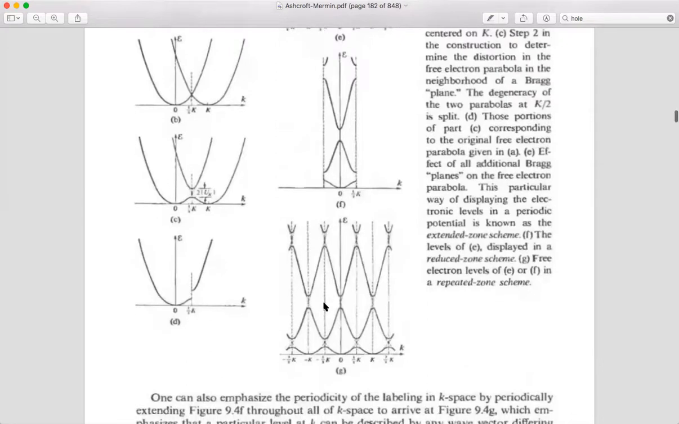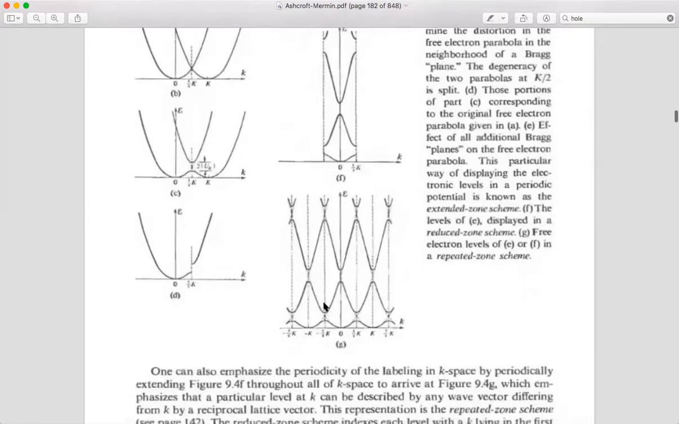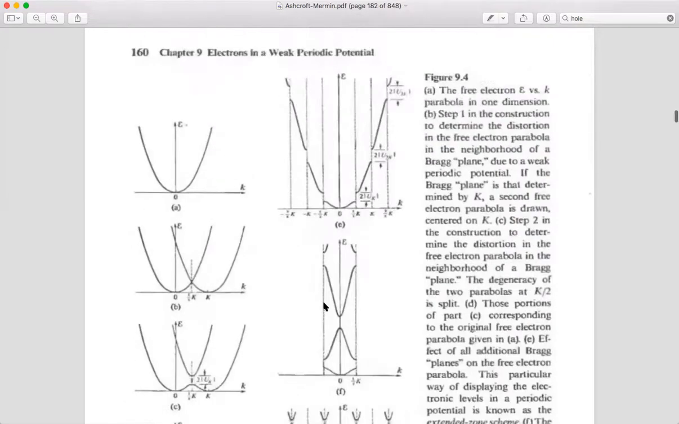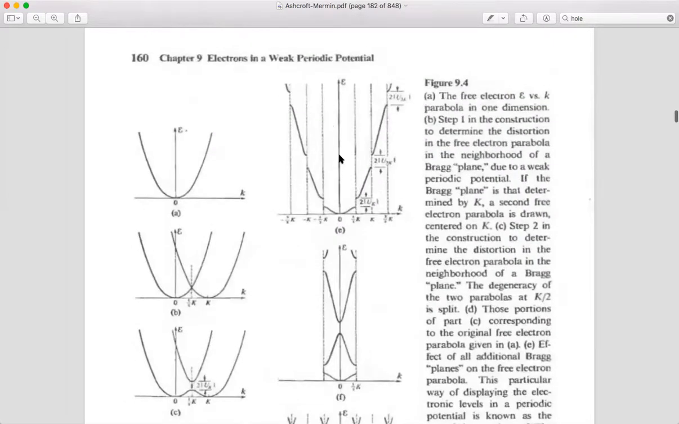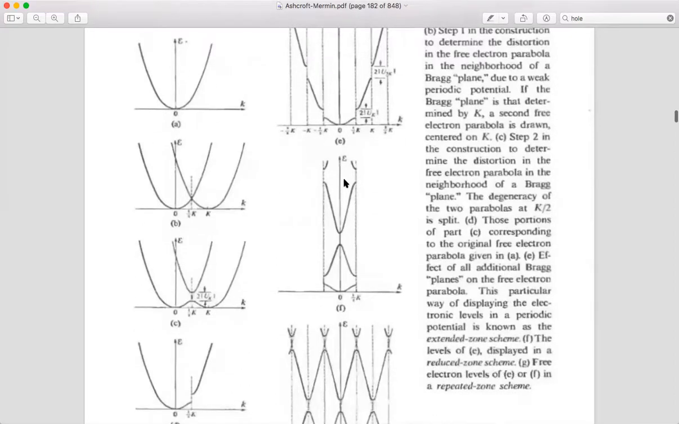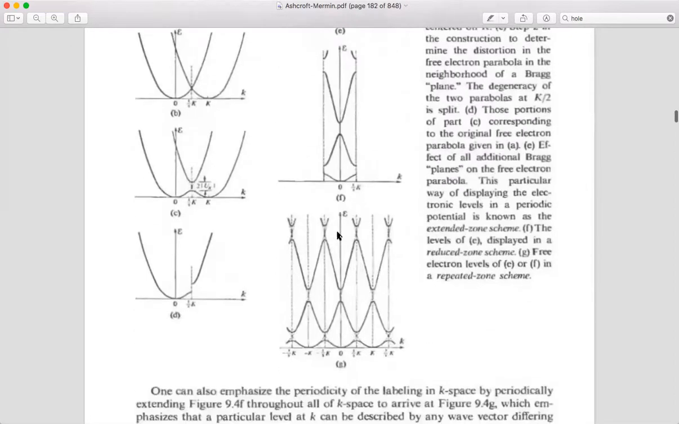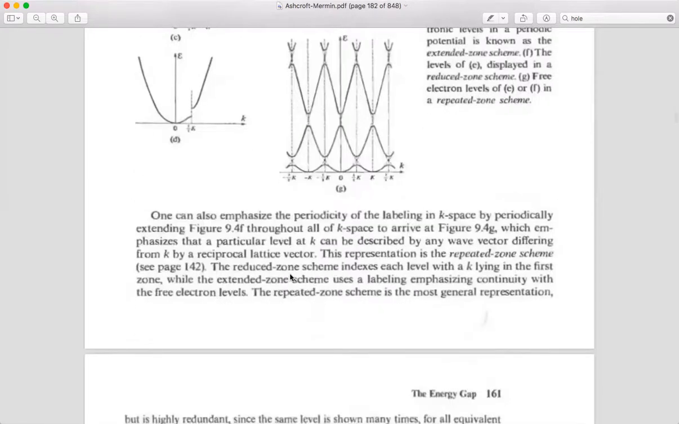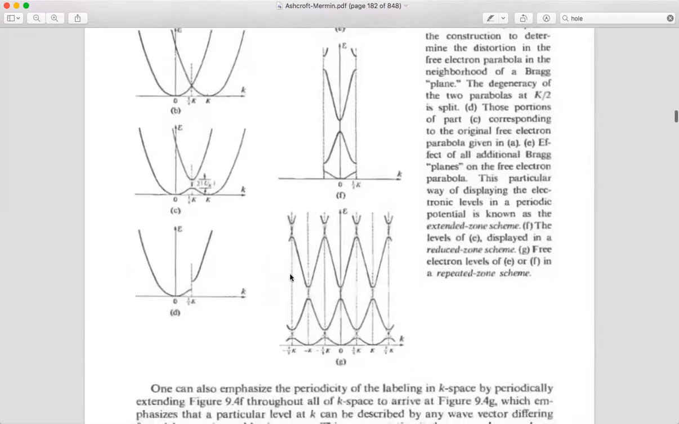This is called the repeated zone scheme. This picture is called the extended zone scheme picture. This is the reduced zone scheme picture, and this is the repeated zone scheme picture. But they contain the same information. It's good to keep in mind that band energies are periodic functions of reciprocal lattice vectors, and that will be important in the subsequent discussion.